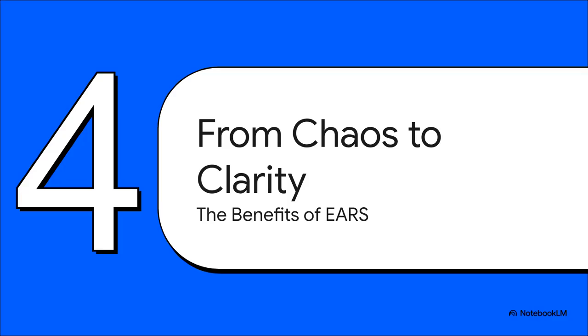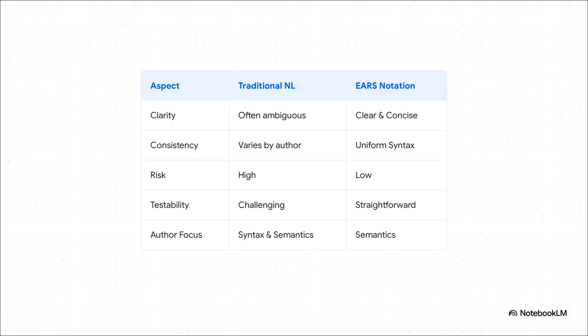Perfect. Okay, so when you start using these simple patterns, it has a massive impact on project quality. It really does take you from project chaos to clarity. I mean, just look at the difference. With traditional requirements, everything is up for debate. They can be vague, inconsistent, hard to test. But with EARS, things become clear and standardized. The risk of misunderstanding plummets, and, maybe most importantly, it lets the writer focus on the what, the semantics, instead of getting bogged down in how to say it.